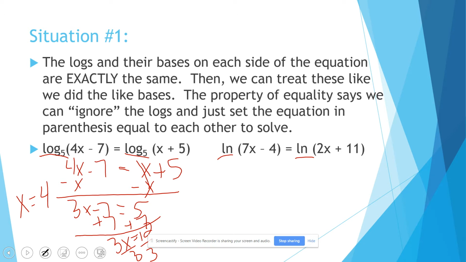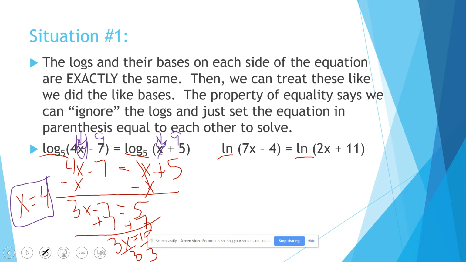Now remember, we have to check for extraneous solutions. So I have to take that 4 and plug that back into each one of these and make sure that I'm not ending up with a log of a negative number. So if I plug 4 in here, we have 4 times 4, which is 16, minus 7 is 9. And then over here on the right, if I plug in 4, 4 plus 5 is 9. So we have log base 5 of 9 equals log base 5 of 9, and we're good to go. So x equals 4 is a good answer.